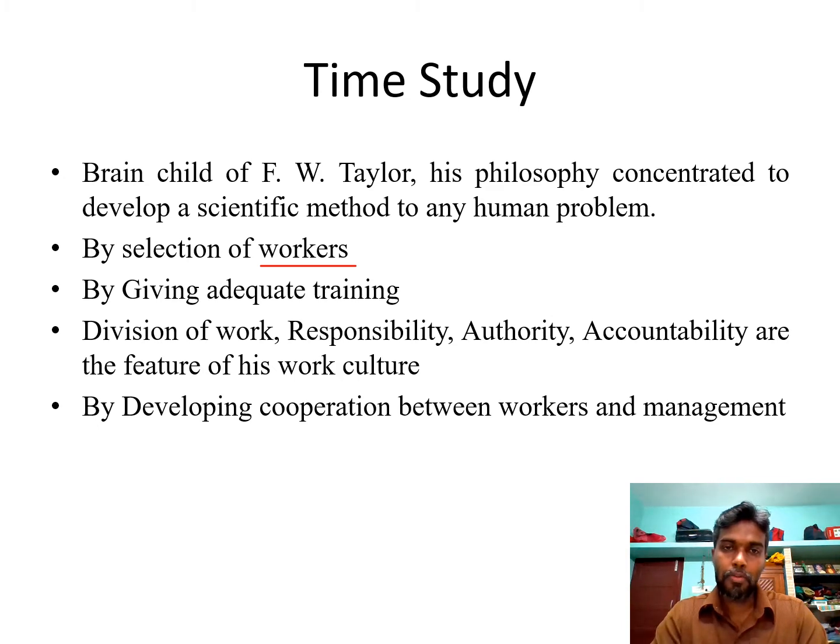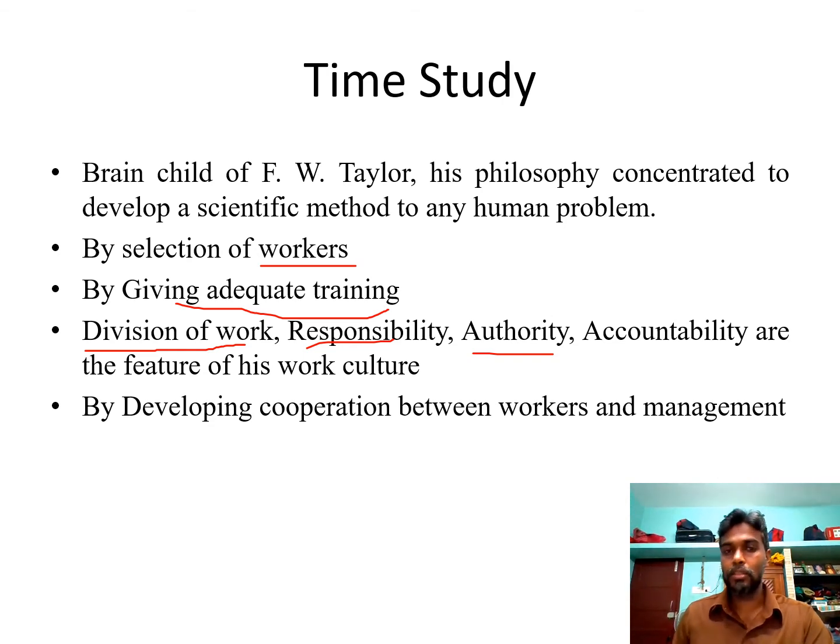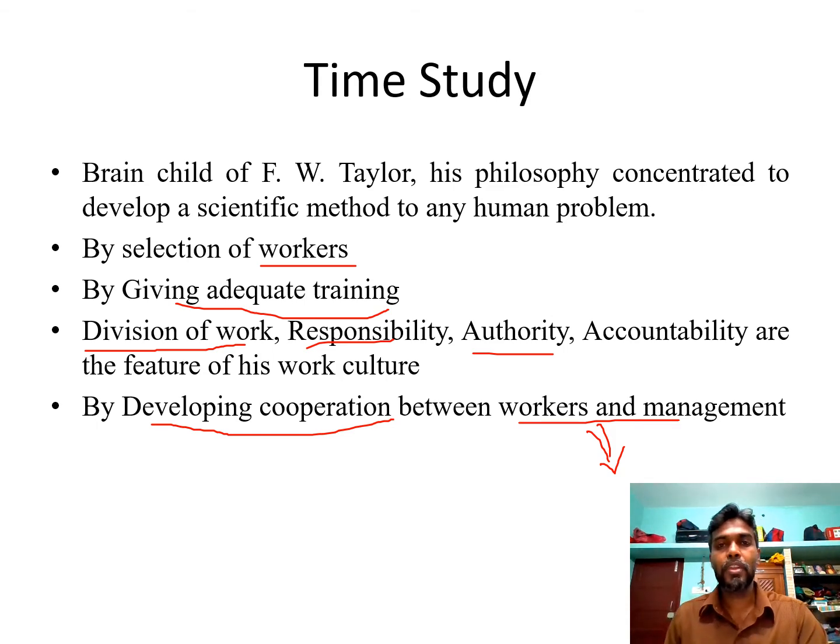Once you select a particular worker for a particular job, you have to update and train them and educate them in the same field. Giving adequate training is the second part. Also, one of the main criteria is that after selecting the worker and giving the training, we give a division of work, and for a particular division of work you assign responsibility, authority and accountability to the individual people. With this, an individual gains responsibility, authority and accountability, so that productivity keeps increasing. So these are the features of F.W. Taylor's work culture. And the third point is developing cooperation between workers and management, which was not in a very good relationship at that time, the period of the industrial revolution.